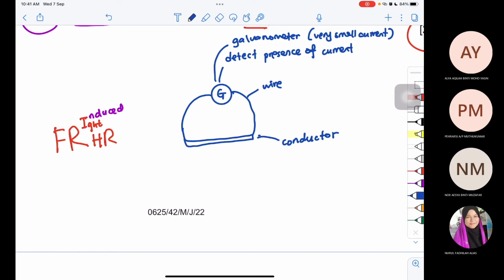Okay, next. Now what happened? Now there is no power supply, no battery, nothing, no current. It's just a conductor. So what happens if you move the conductor up and down on the magnet, north south? Okay, can you imagine? So now what am I doing?